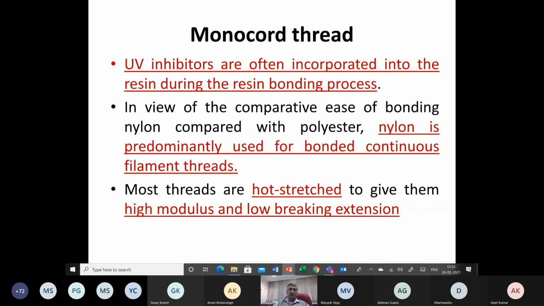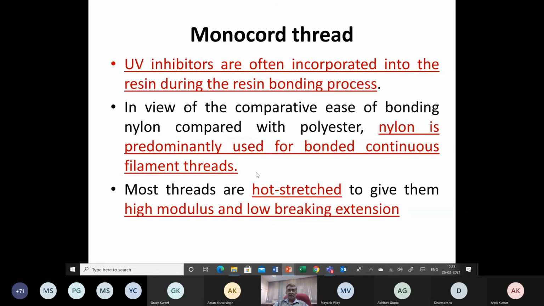And if you want to use them in industrial fabrics under the sun, you know that under the sun you have a lot of UV light, and when the fabric or thread absorbs UV light, it loses its strength. So in order to give better UV protection while bonding with the resin, they add UV inhibitors. These are chemicals added with the resins, so that the thread's resistance against UV light is increased.